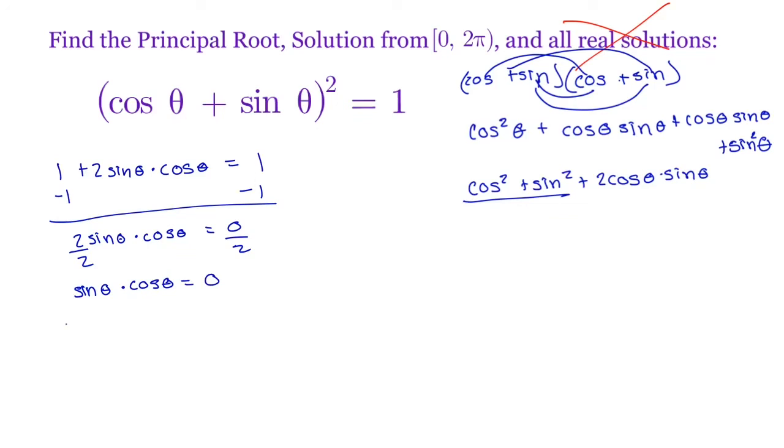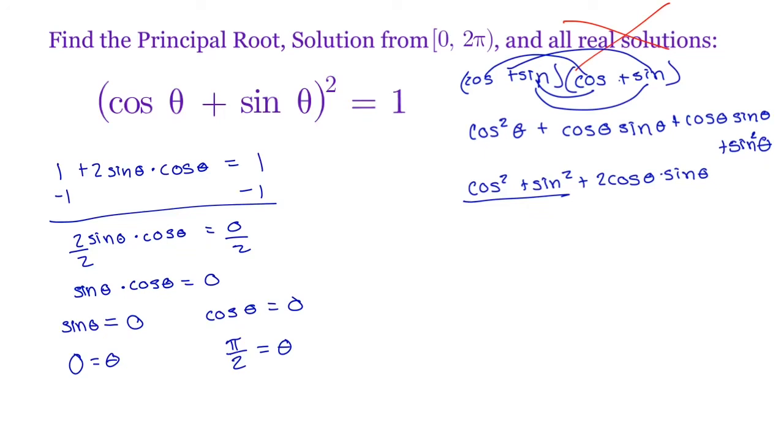This is in factored form, so we can split it up with the zero product property. So sine of theta is equal to 0 and cosine of theta is equal to 0. And then we know sine, remember, is between negative pi halves and pi halves, and it is equal to 0 at the value of 0. And then cosine is between 0 and pi, and we know that it is equal to 0 at pi halves. So here are our two theta values for our principal roots.